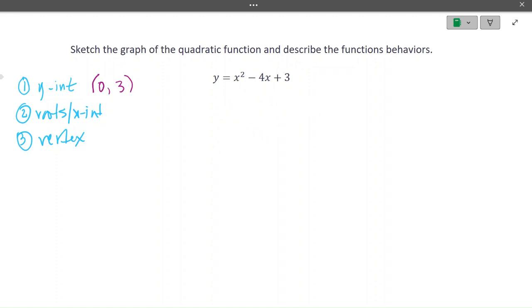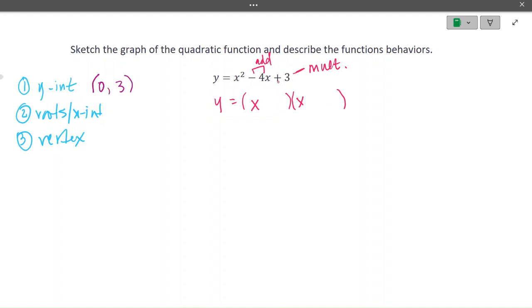All right, our roots and our x-intercepts can be found by a couple of different ways. You could use the quadratic formula or you could factor. I'm looking at these numbers. These numbers look pretty easy to factor. So I'm going to go ahead and set up my factored form here. I'm looking for 2 numbers that multiply to +3 and add to -4.